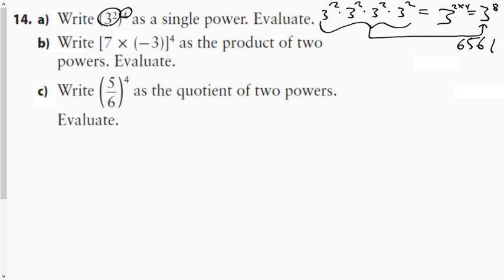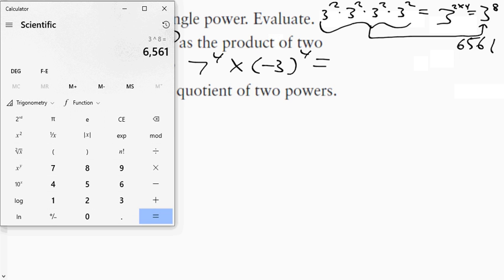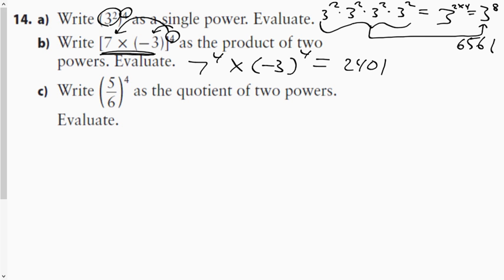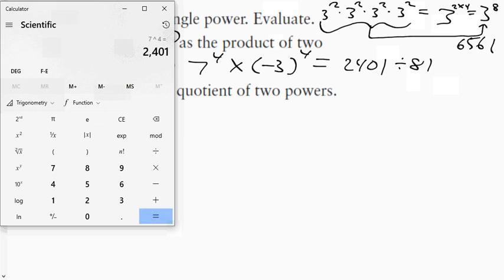Question B is an example of law 4, where we have the product of 2 numbers in brackets to an exponent. What the exponent law says is we can reallocate that exponent to both parts of our product, meaning we can write it as 7 to the exponent of 4 multiplied by negative 3 to the power of 4. Once we have that, we can evaluate it using BEDMAS. 7 to the exponent of 4 is 2401. Negative 3 to the exponent of 4 I know is positive 81, so divided by 81.